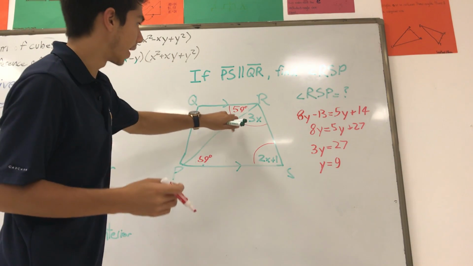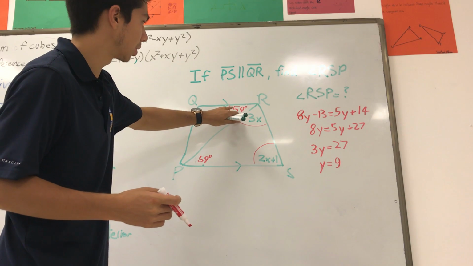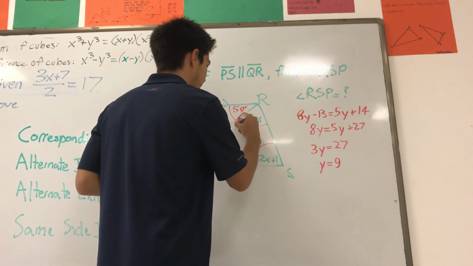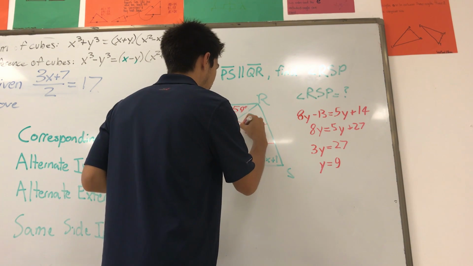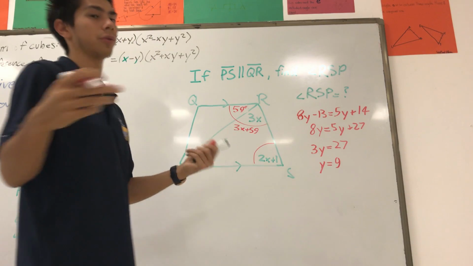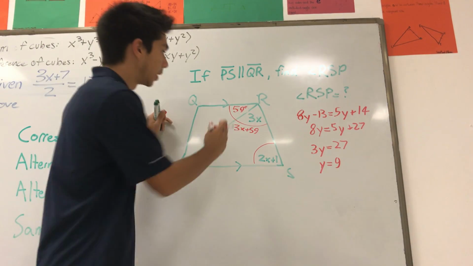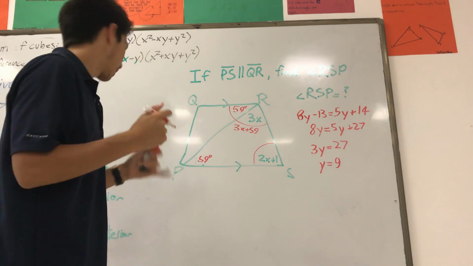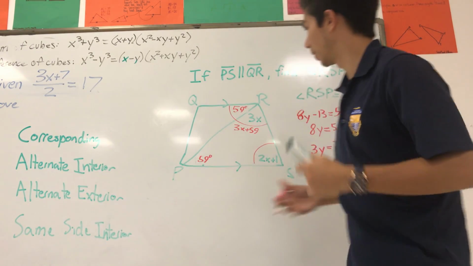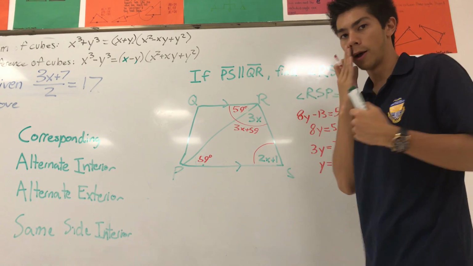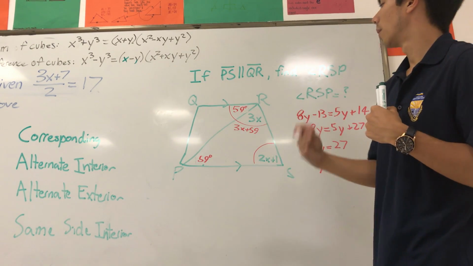That means that this whole big angle right here is actually just this angle plus this angle. So I know that the big angle right there is going to be actually 3x plus 59, or 59 plus 3x, whichever order you'd like. Okay, so I know that the measure of this big angle right here is 3x plus 59, and I know that that is a same side interior angle to this one. Right here, they're on the same side, and they're both interior of the two parallel lines.